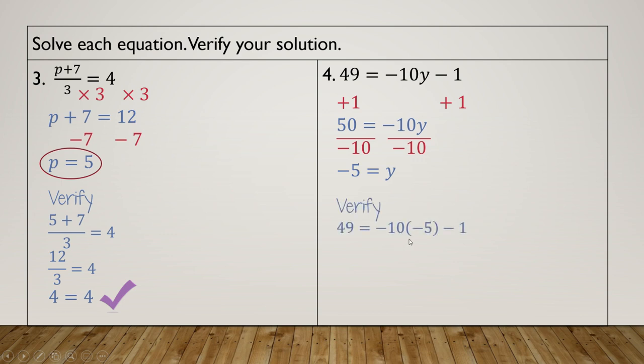Verifying that, go back to your original equation and replace the y with negative 5. We're going to take negative 10 times negative 5. That would give us positive 50. 50 subtract 1 gives us 49. So we're getting 49 equals 49, which is true.